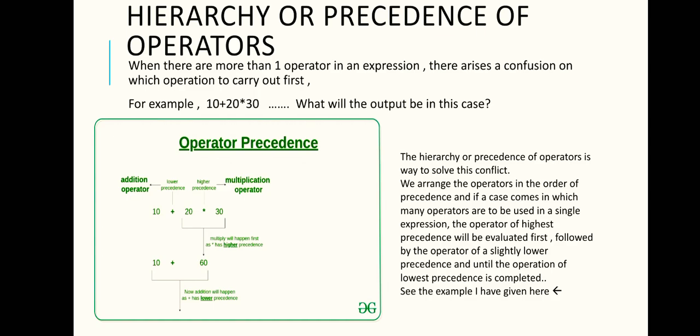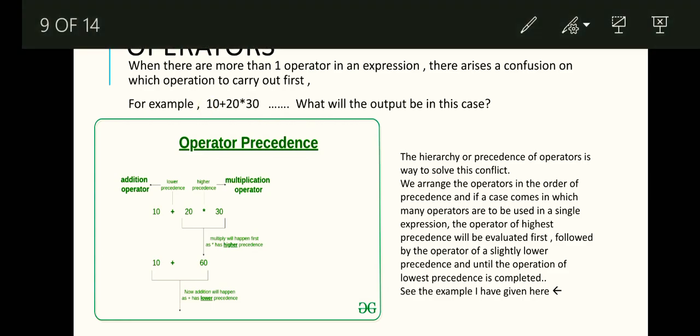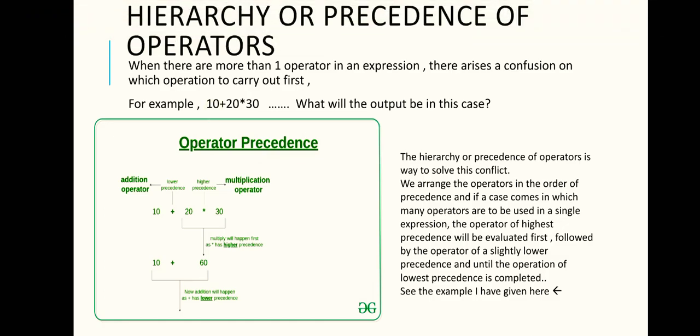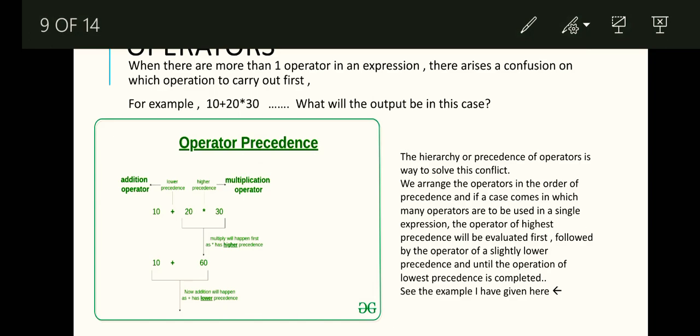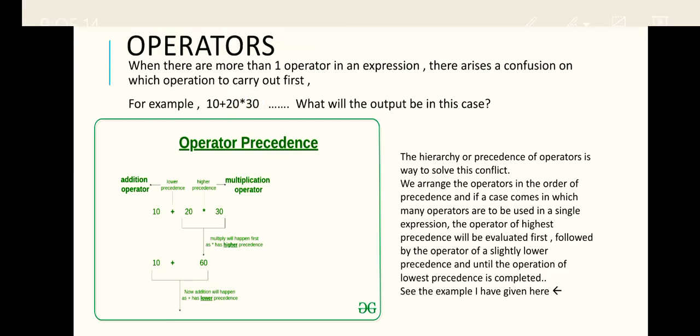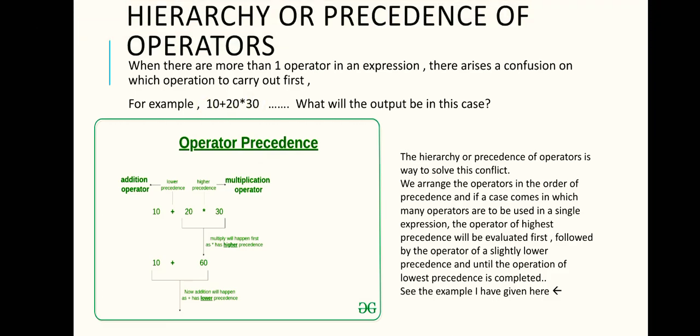When we come to the hierarchy or precedence of operators, let's see this topic by using an example. For example, we have an expression 10 plus 20 multiplied by 30. Once we see this expression, a small doubt arises in our mind whether we should add 10 and 20 first and multiply it with 30, or whether we should multiply 30 and 20 first and add it to 10. And the results are different in both the cases.